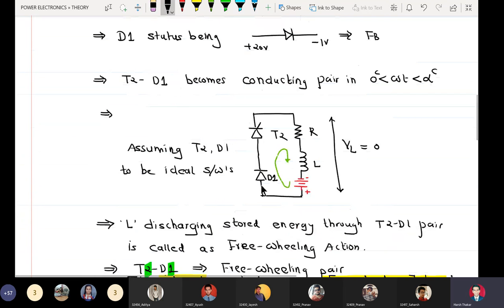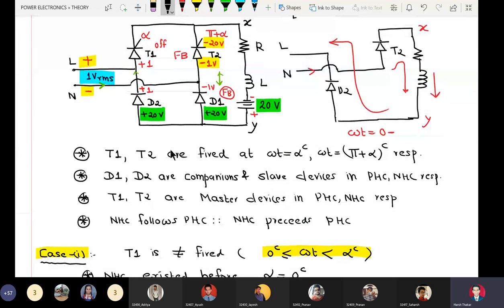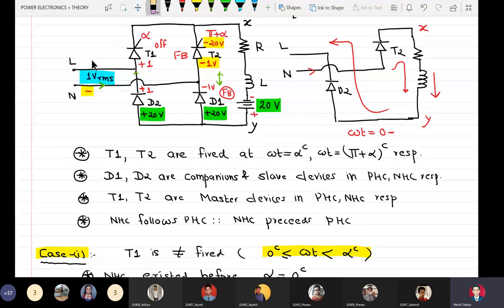Okay, negative half cycle has started here. So who were conducting before? T1 and D1 were conducting. Okay, so now theoretically when the negative half cycle starts, T1 is supposed to get commutated.